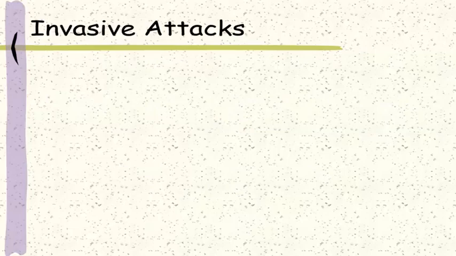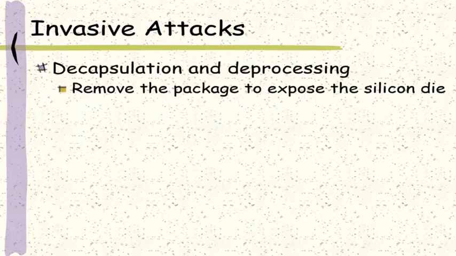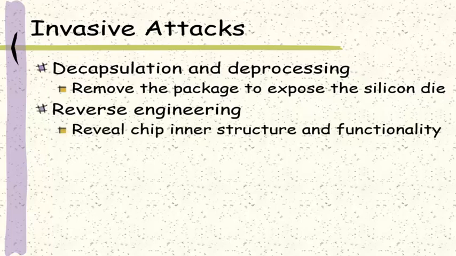Invasive attacks start with depackaging the chip or device to expose the inside of the silicon die. Decapsulation is the process of removing the chip package. For complicated chips with multiple layers, deprocessing will remove layer by layer to allow attackers to study features in each layer. Once the chip is opened up, reverse engineering can be performed to discover the inner structure of the chip and its functionality. This can be done with an optical microscope with a digital camera to capture high-resolution images of the chip surface in each layer.